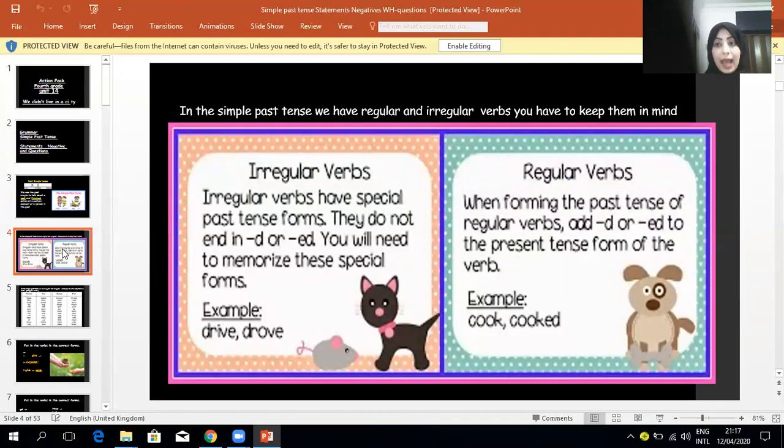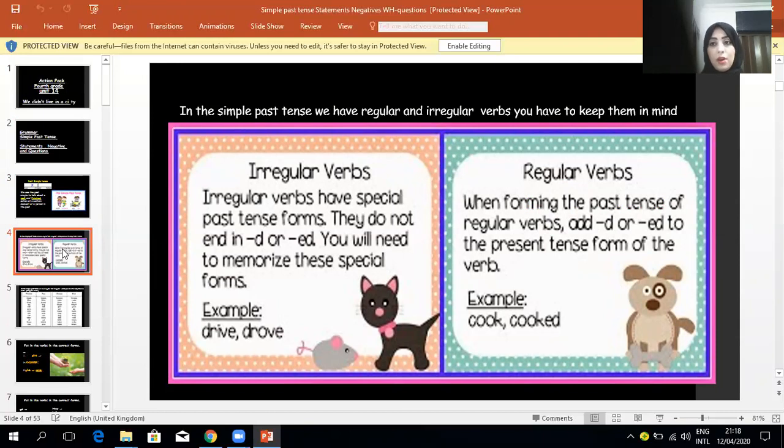So now, actions that started and ended in the past. For today, these actions happened at a specific point in time, which can be yesterday, an hour ago, last week. I want you to concentrate on these keywords: at a specific time, point in time, can be yesterday, 3 days ago, last week, last month.